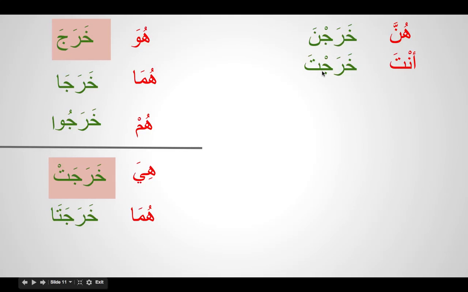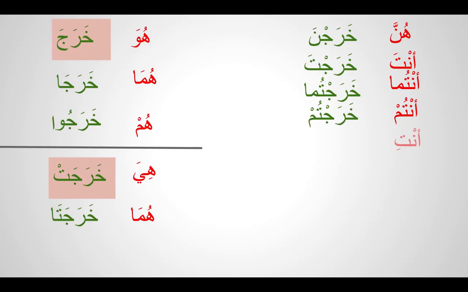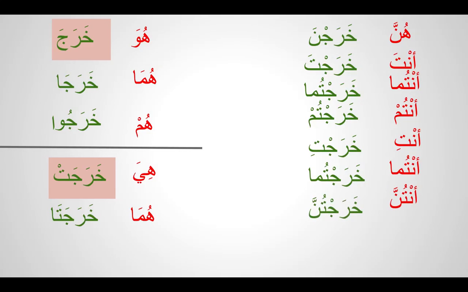Everything after hunna which comes, the last letter of the fa'al, that is a lam, will get a sukoon, and the part of the pronoun is attached to the verb. So, antuma, you guessed it, it is kharajtuma. Antum kharajtum, anti kharajti, antuma kharajtuma, antunna kharajtunna.